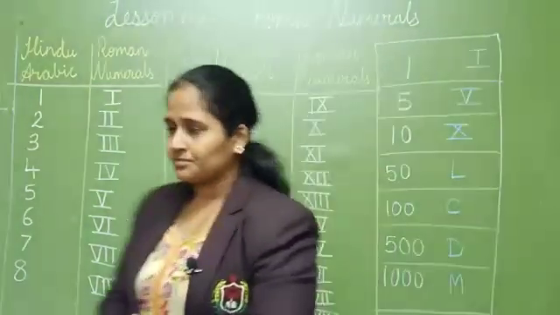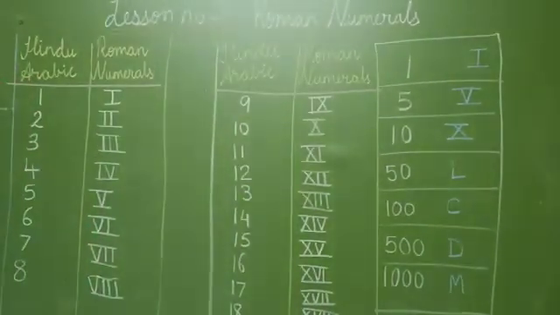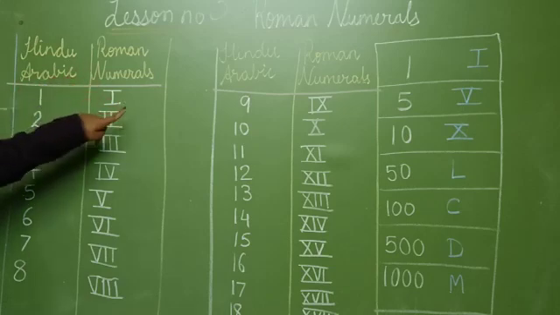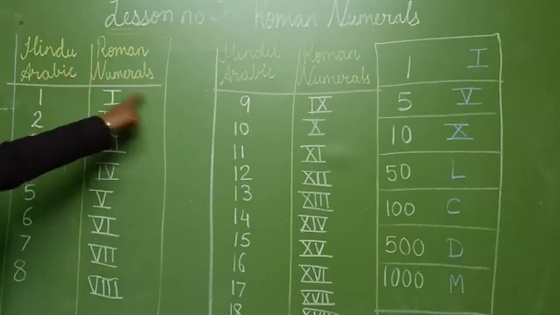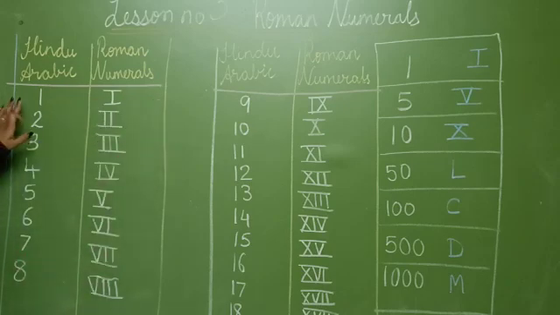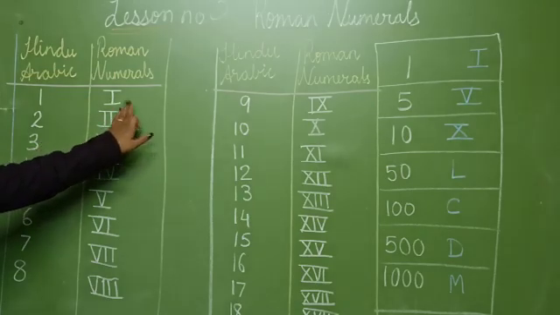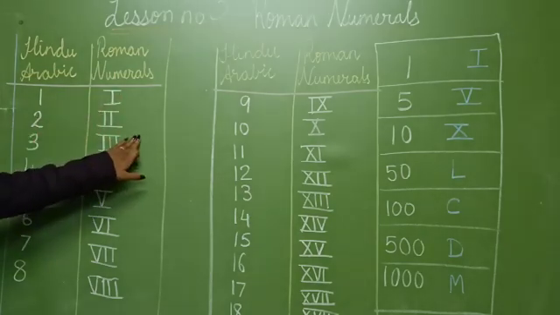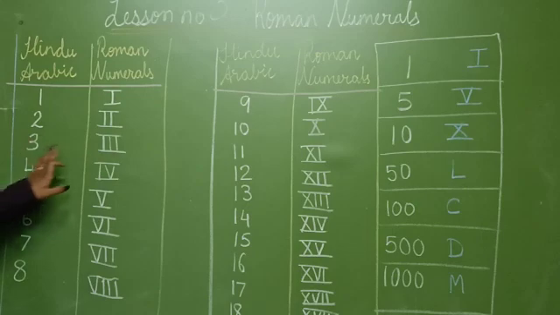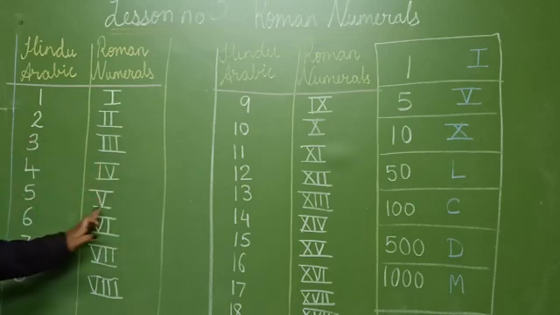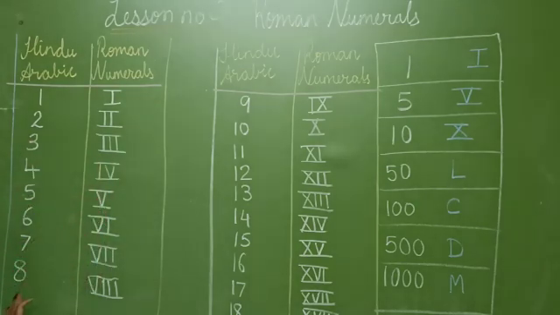Now in this we have Hindu-Arabic numbers. The numbers which I have written over here come under Hindu-Arabic numerals, and this comes in Roman numerals. First, let's see how you write 1 in Roman, this way we write 1. For 2, like this, two standing lines will be there; then third, fourth, fifth, sixth, seventh, eighth.